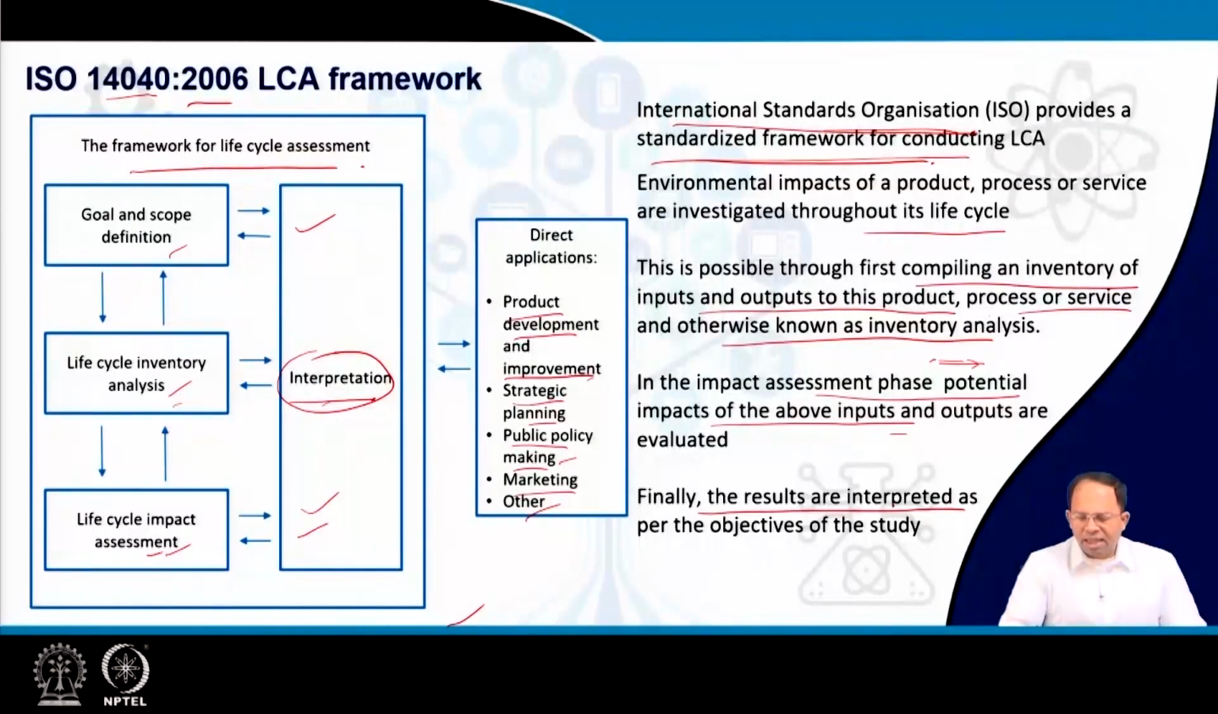So finally the results are interpreted as per the objectives of the study. Interpretation is not like there is a straightforward yes or no answer. We have to compare the product at different stages of its life cycle, see what kind of effects are happening, which are the common effects, which are the uncommon effects. Then, as per the objectives of our study, we have to determine which product should be chosen, or which part or process of that particular product has to be changed or modified to make it more environmentally sustainable.